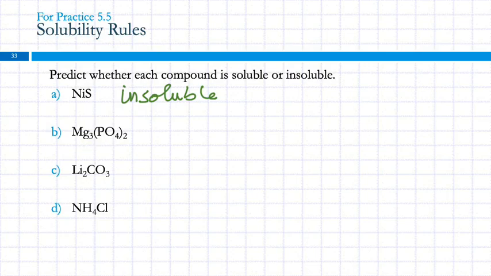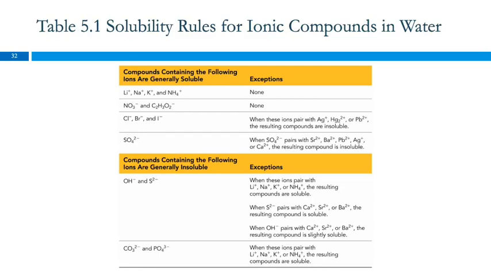How about magnesium phosphate? Was magnesium in the top anywhere? No. Phosphate's in the bottom. When we get down there, by the time we've gotten down there, there's no exceptions. So this is also insoluble. Let's go back and look at it. So up at the top there's nothing about magnesium. And I get down to the bottom, can't use my pointer. Get down here with the phosphate. The only exceptions are those guys way at the top. So magnesium isn't one of them. So that's insoluble.